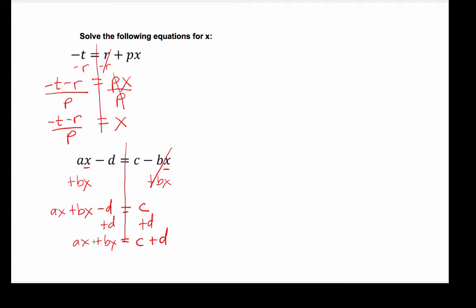And I know that if these were numbers, like 2x and 3x, I could add those together to get 5x. Well, we can still do that. We know that when combining like terms, we take the coefficients and we add them together. So a plus b times x equals c plus d. A plus b is what I would do to add those two terms together, to combine them into one term. After I do that, I ran out of room here at the bottom, so let me just transfer this over here.